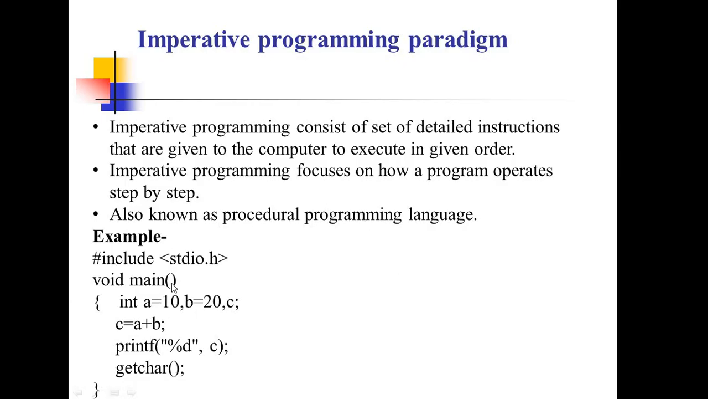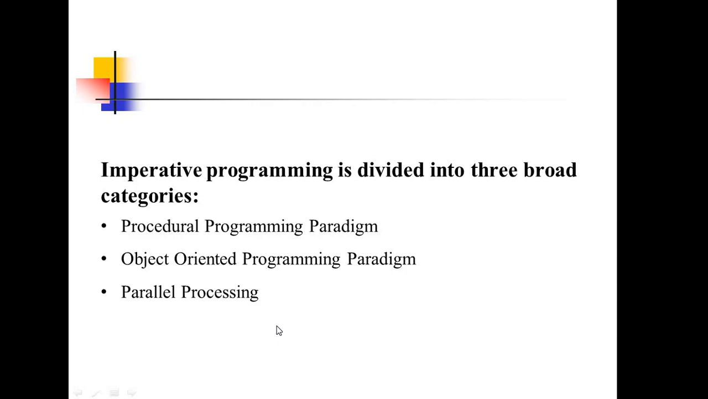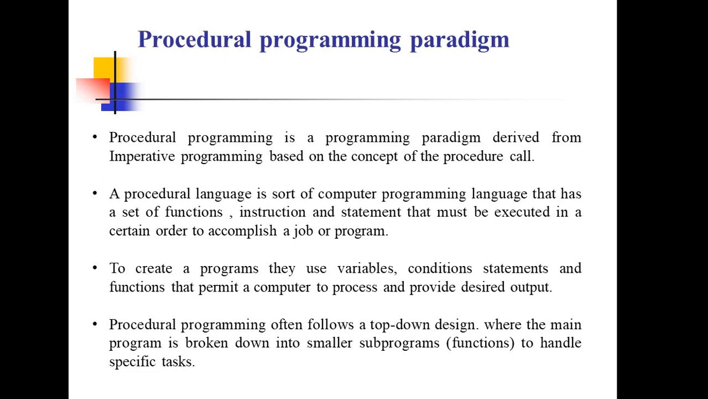Here is an example in the C programming language. In this example, from assigning value to each variable to the final addition of those values, each statement changes the state of the program using a sequence of statements. This program shows the addition of 10 and 20. Imperative programming is divided into three broad categories: procedural programming paradigms, second one is object oriented programming paradigms, and third one is parallel processing. Let's see the procedural programming paradigms.